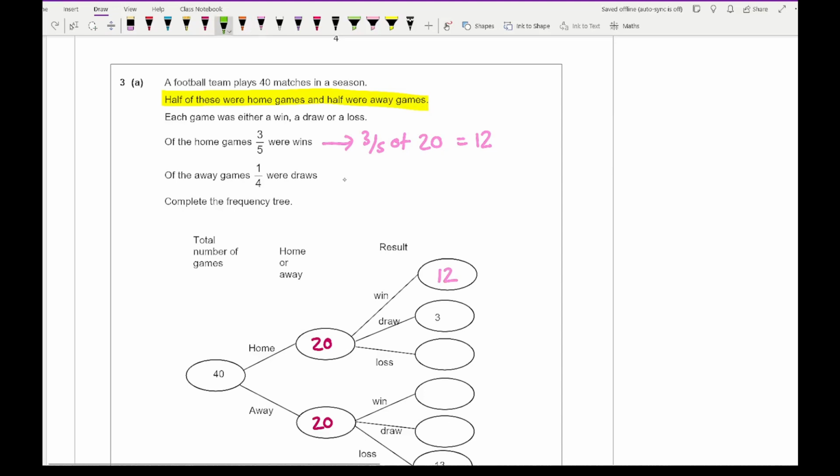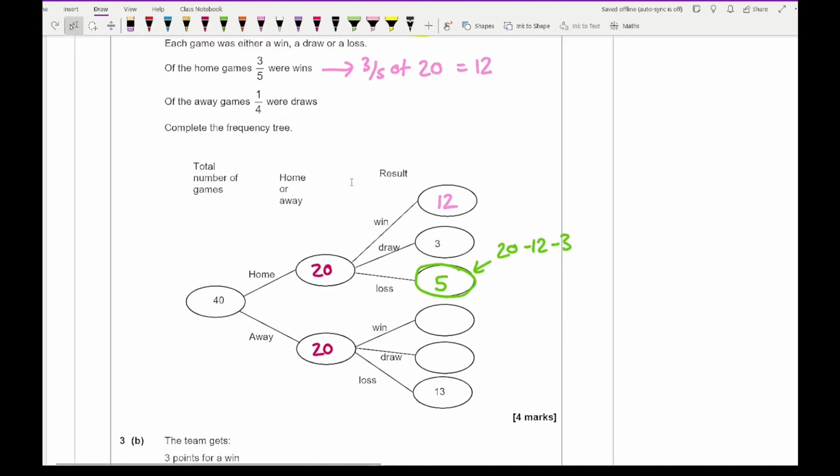I can then work out what this box here is going to be. That's going to be 20 minus 12 minus 3, which gives me an answer of 5. Then working with the second fraction, a quarter of the away games were draws. So it's going to be a quarter of 20, which is 5. Then to work out this one here, that's going to be 20 minus 13 minus 5, which gives me an answer of 2.